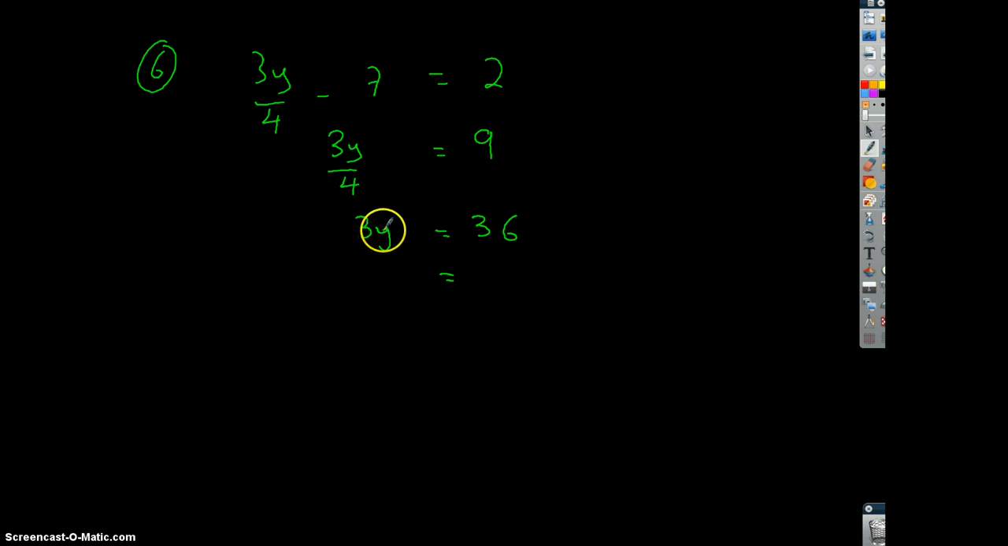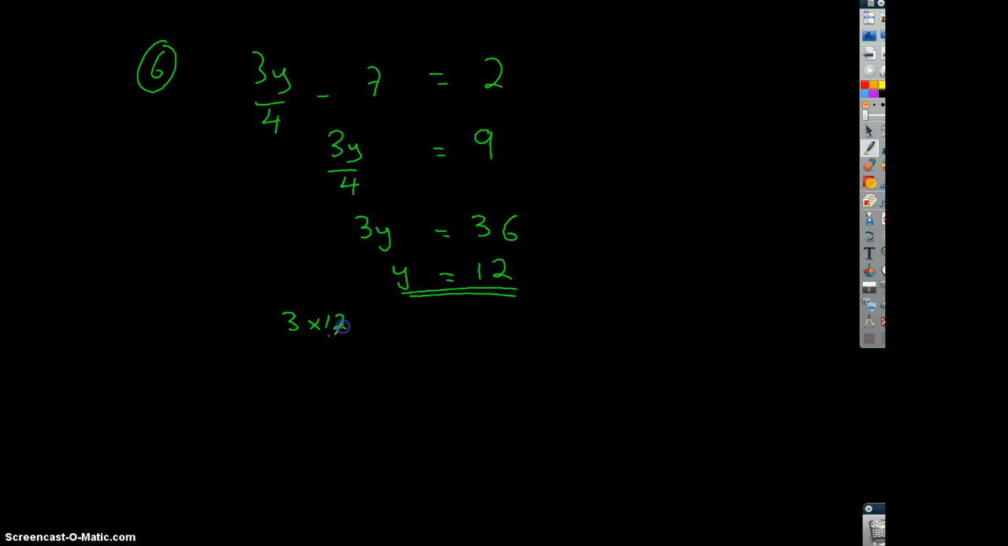And we don't want 3y, we just want 1y, so we could divide by 3, or we can think of it as 3 times what equals 36, y must equal 12. Definitely need to check this with the original equation. I think y equals 12, so let's just check that out.